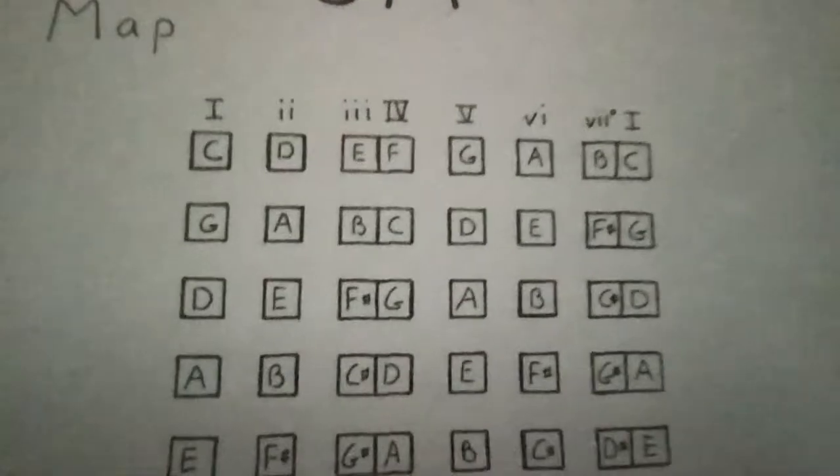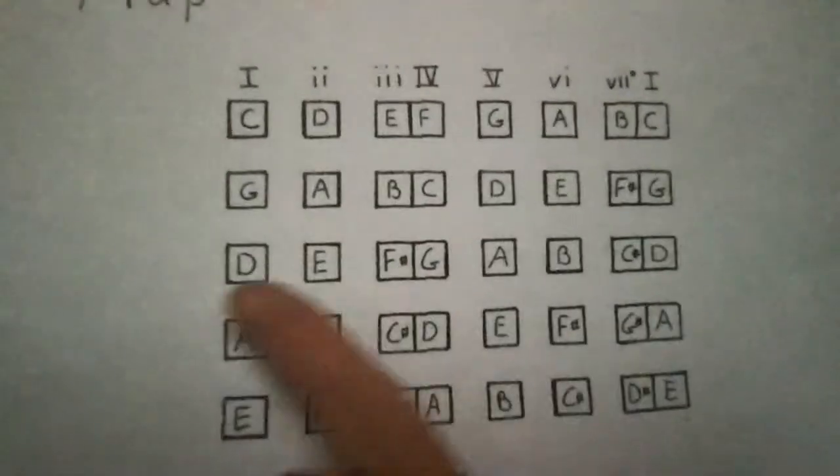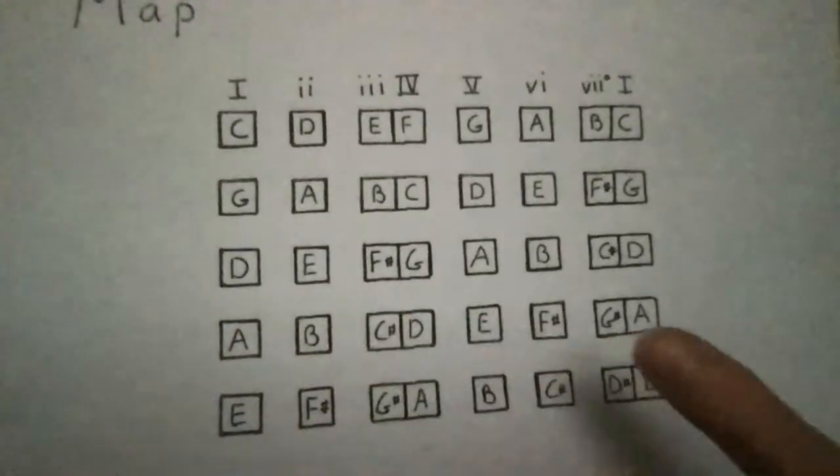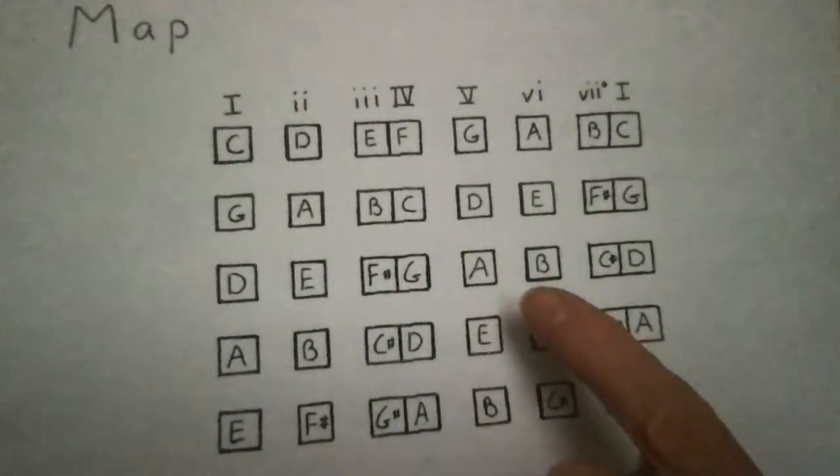Okay, so remember what we said about relative minors and how to know which one it is? Let's look at the key of D, where you can see it. Okay, key of D. The sixth chord is B.